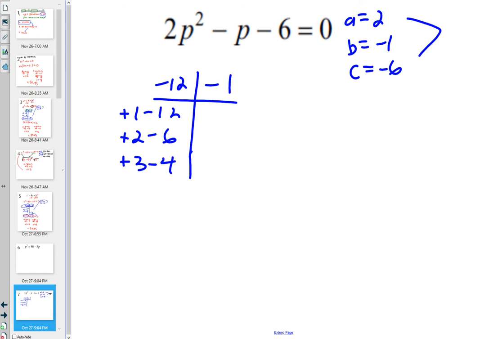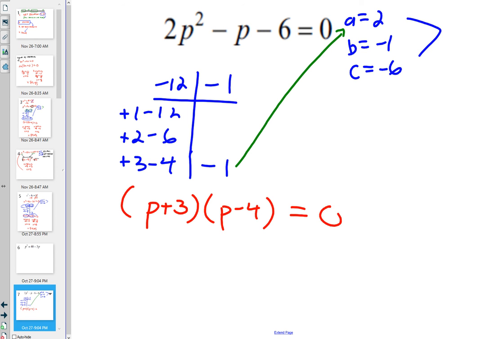Which one of these adds up to -1? Now the reason why I skipped ahead to this one and I wanted to make sure that we did this is because we only did a couple of these on Monday. When A is not 1, you can't just do like what we did on the last ones and say P plus 3 and P minus 4. Because they're not equivalent. This does not give you that.